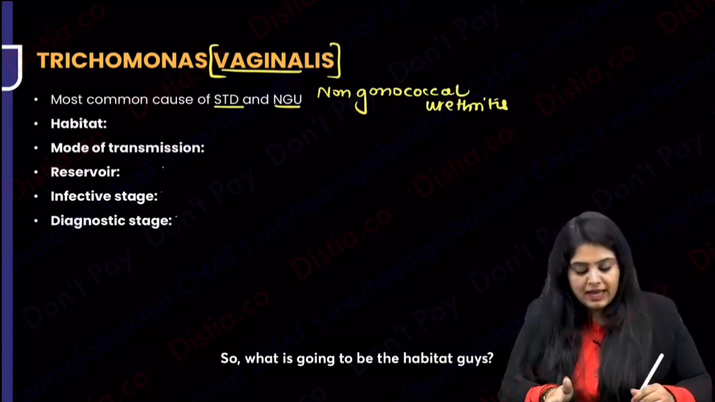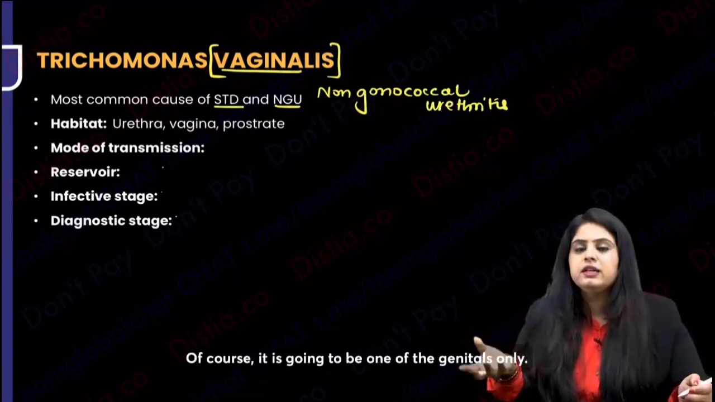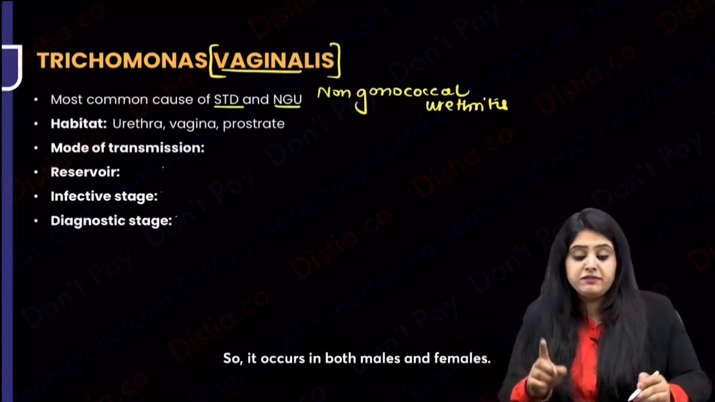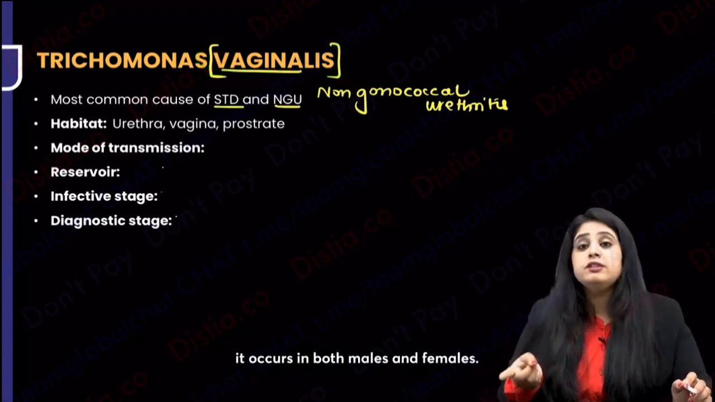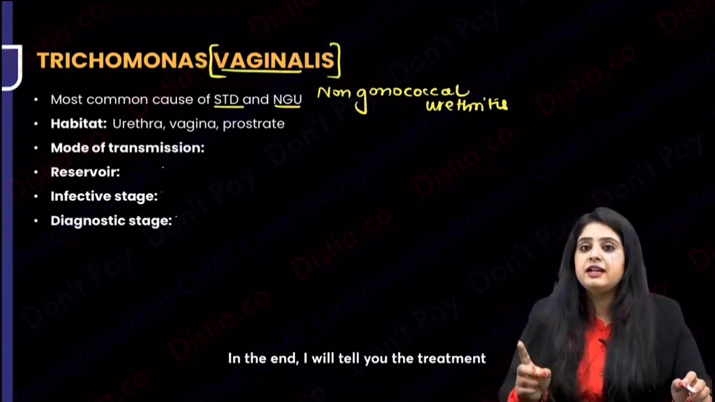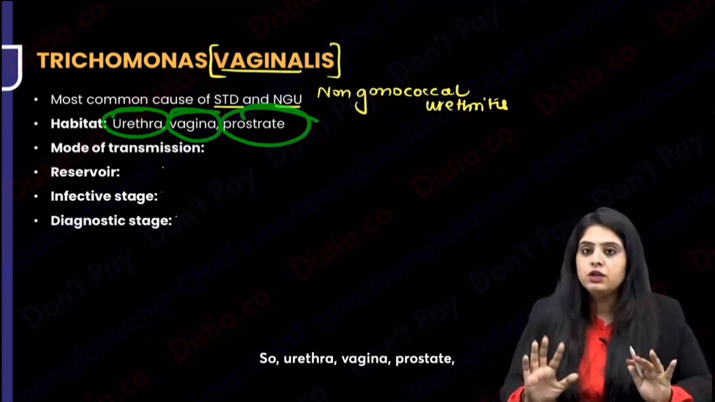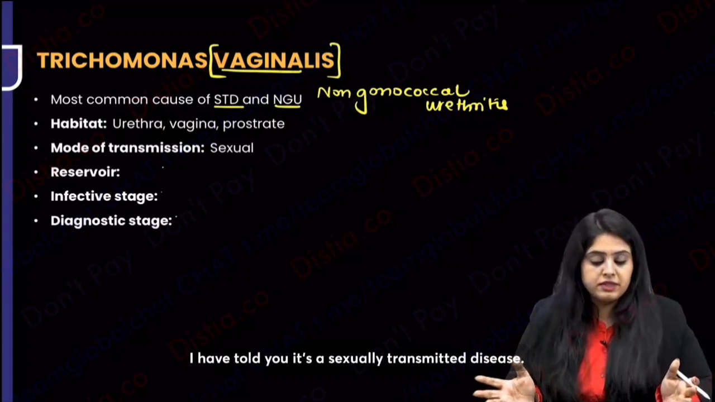So what is going to be the habitat, guys? Of course, it is going to be one of the genitals only. So that could be the urethra, the vagina, the prostate. So it occurs in both males and females. Although you call it Trichomonas vaginalis, it occurs in both males and females. You treat both the partners. In the end, I will tell you the treatment is also of both the partners. So urethra, vagina, prostate, it will be in both genders. And of course, the mode of transmission, I've told you, it's a sexually transmitted disease.